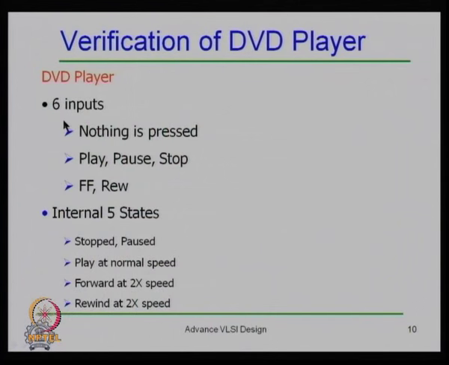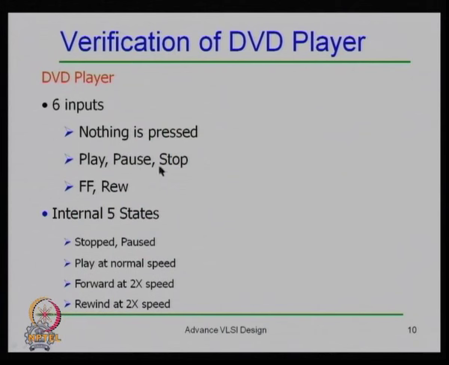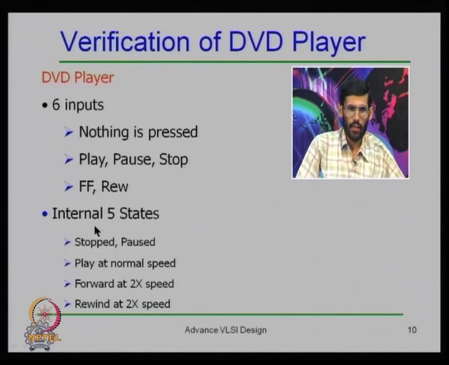Let us take an example of a DVD player, which all of you have used. Say you have a DVD player that can have 6 inputs: maybe play, pause, stop, fast forward, rewind, and if you are not pressing any button, then it does nothing. To implement this, we implement a small finite state machine that can have 5 states: stop, pause, play at normal speed, fast forward at 2x speed, rewind at 2x speed.